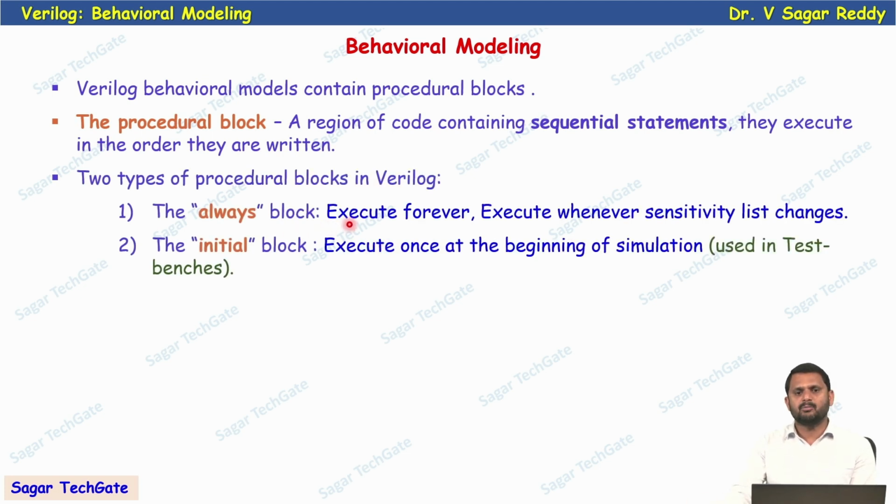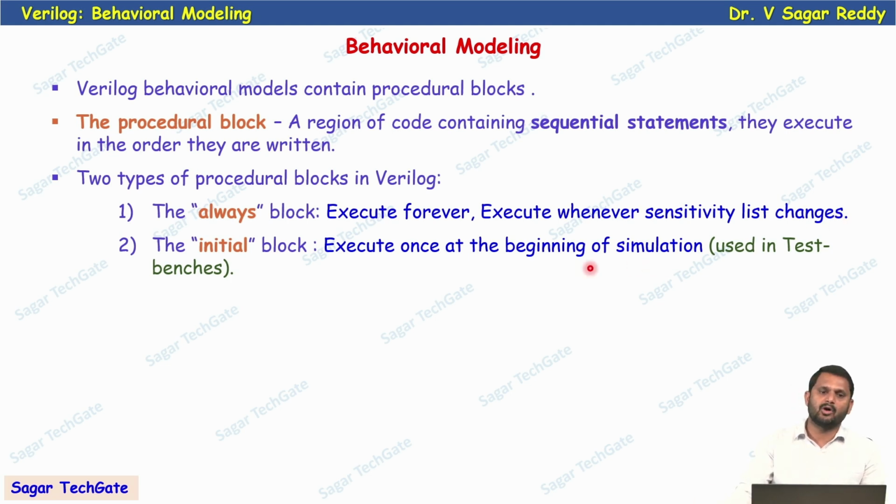The always block executes forever. It executes whenever the sensitivity list changes. Along with the always block we provide a sensitivity list, which contains some signals. Based on that sensitivity list, the always block will trigger. It executes continuously: whenever the sensitivity list changes, it will trigger and execute.